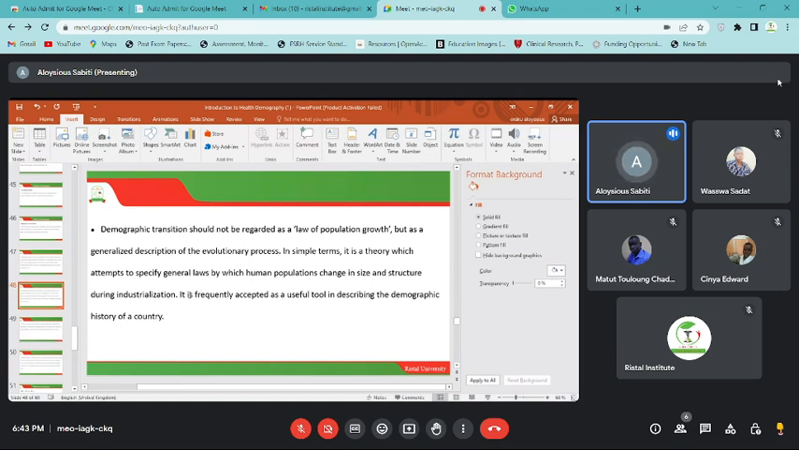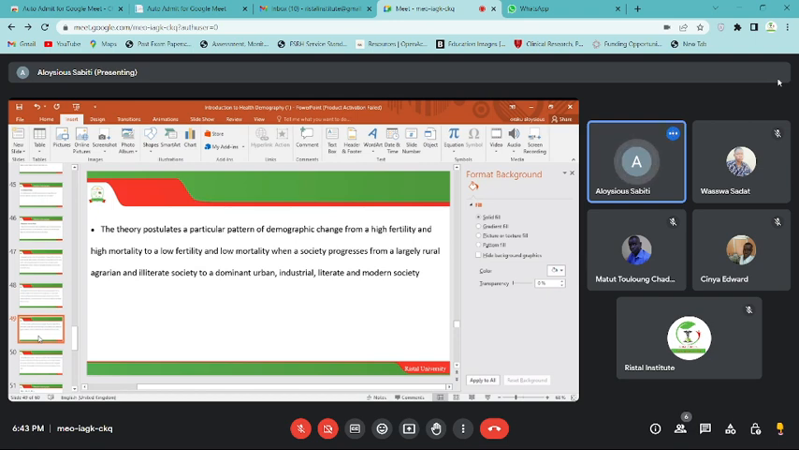In simple terms, it is a theory which attempts to specify general laws by which human population changes in size and structure during industrialization. It is frequently accepted as a useful tool in describing the demographic history of a country. The theory postulates a particular pattern of demographic change from a high fertility and high mortality to a low fertility and low mortality, when a society progresses from a largely rural, agrarian, and illiterate society to a dominant urban, industrial, literate, and modern society. So, this is what the theory of demographic transition is telling you. It is trying to describe for you how societies modernize.